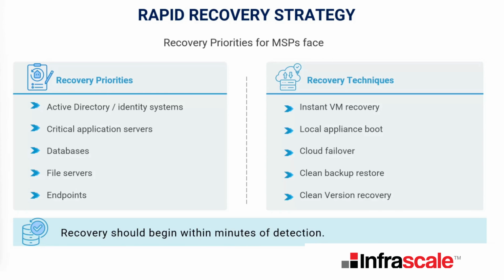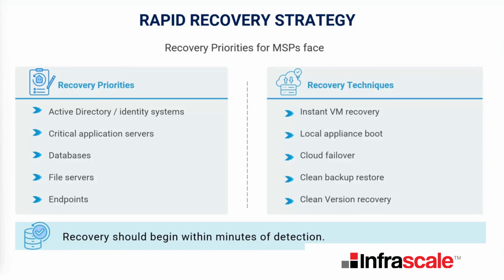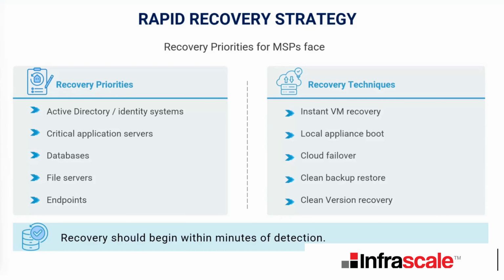In some cases, organizations may use cloud failover, temporarily running workloads in the cloud while the primary environment is being restored. And of course, traditional methods like clean backup restore or recovering from a known clean version of data are also important. So the recovery should begin within minutes of detection, not hours later. The faster organizations can start restoring critical systems, the faster they can reduce downtime and keep business operations moving.